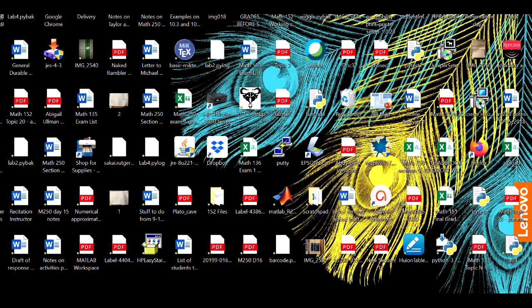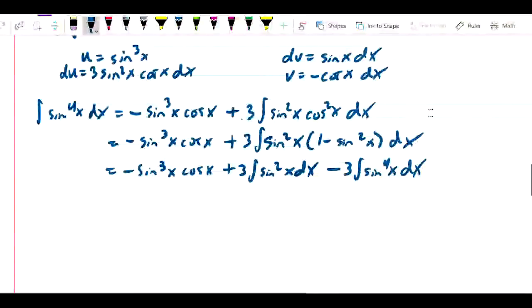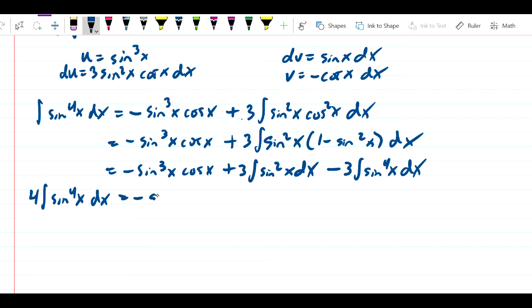So this is where the sine to the fourth actually appears on both sides of the equation. So if I add 3 of that to the 1 on this side of the equation, I get 4 integral of sine to the fourth x dx is equal to negative sine cubed x cosine x plus 3 integral of sine squared x dx.